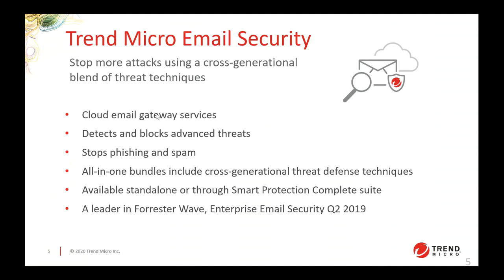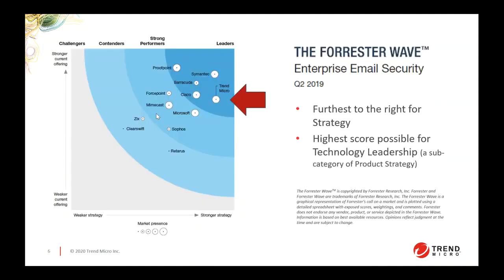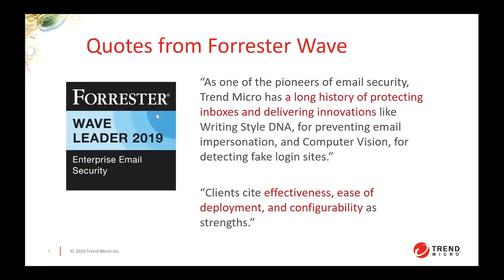You can go through all the third party reports and everything. Trend Micro will be treated as the leader. And this is the Forrester Wave report. Trend Micro is the leader, and it has the highest score possible in technology leadership, and is furthest to the right for strategy. Strategy is also very strong with our patented technologies and everything, and the current email offering is also strong.